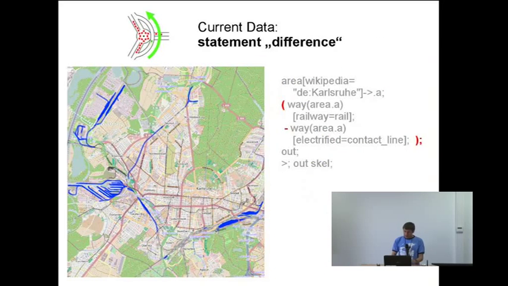Another thing is the difference statement. In particular cases, it's very useful. If you want to know features that have some properties, but you want to cut out a certain amount of features, for example, in this case, you could also solve this another way, but it's just to present the thing. You could select all railway rails that don't have an electrified contact line. It will leave out these rails that are merely connected to freight services here in the port. And I think this is some industrial factory, and this is probably the freight station.